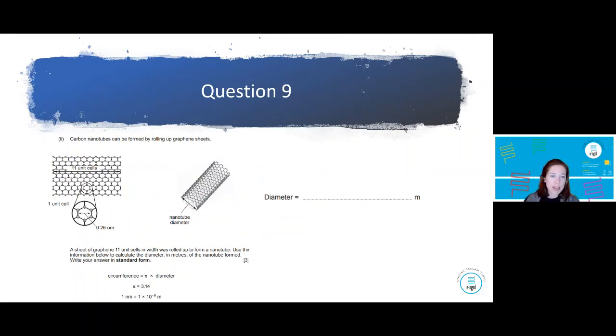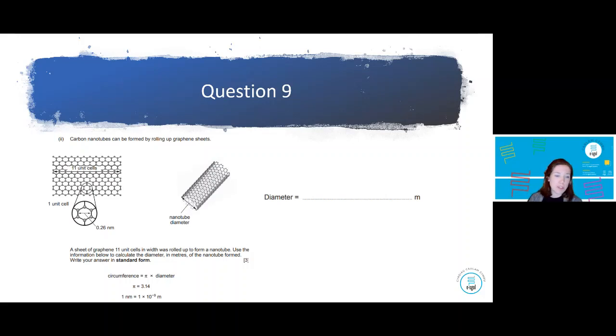Okay, so question 9, another little maths question for you in relation to nanotubes. Carbon nanotubes can be formed by rolling up graphene sheets. A sheet of graphene 11 unit cells in width was rolled up to form a nanotube. Use the information below to calculate the diameter in meters of the nanotube formed. Write your answer in standard form.